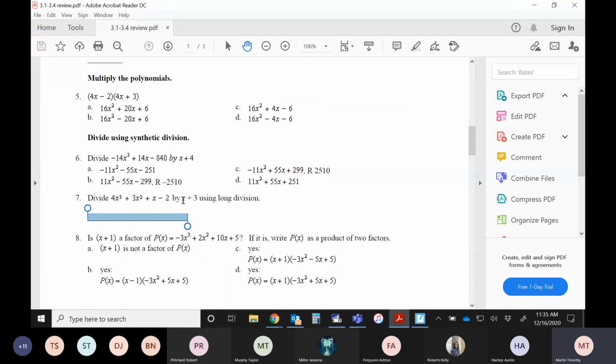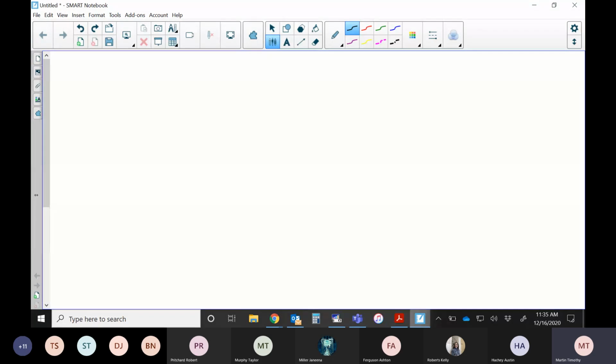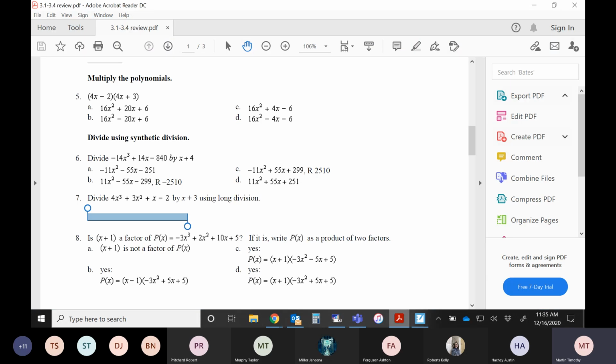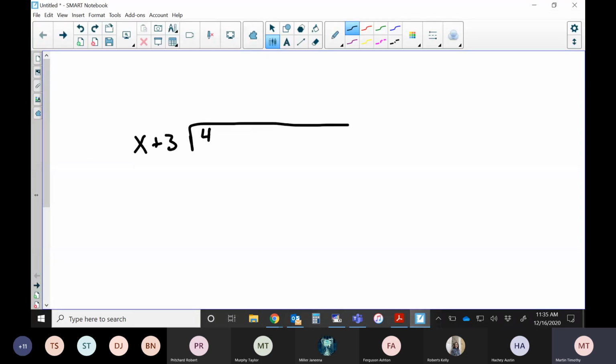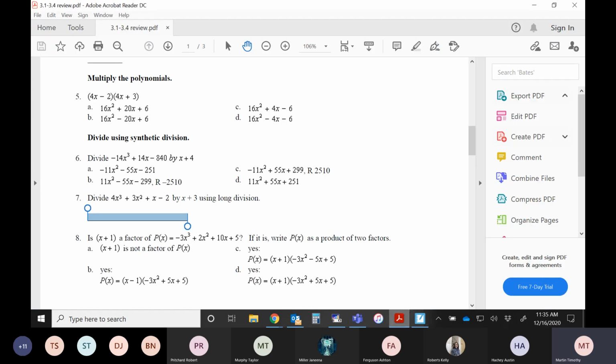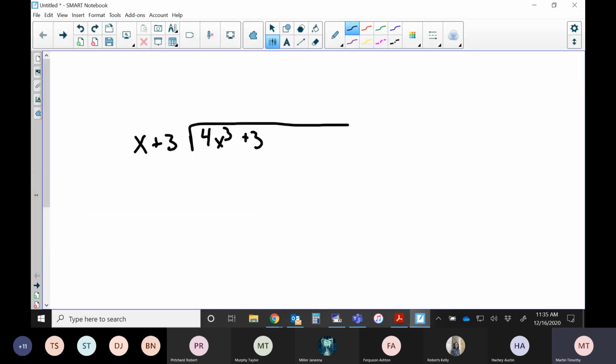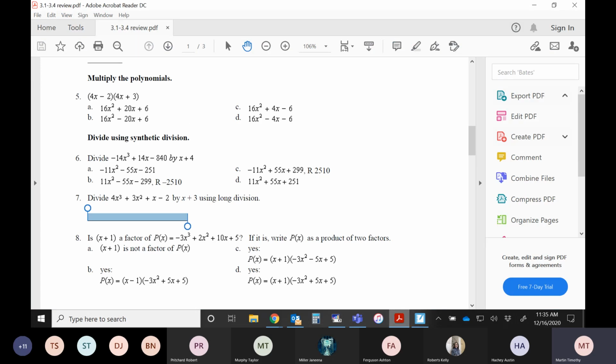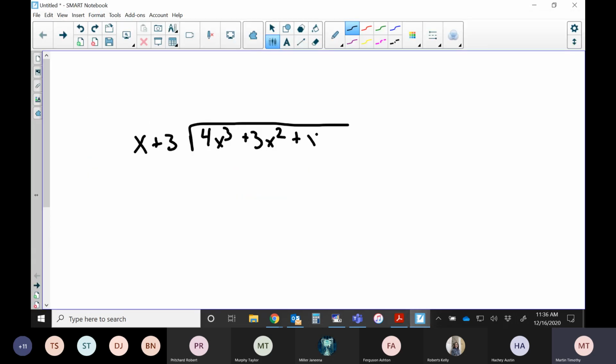So long division, x plus 3 goes into 4x to the 3rd plus 3x squared plus x minus 2.